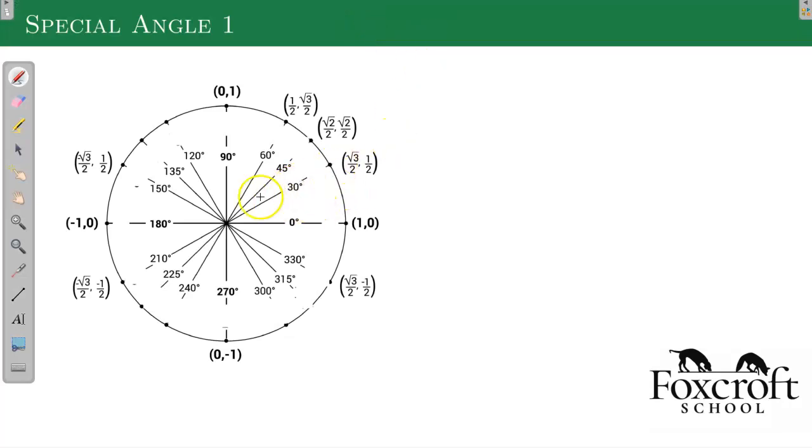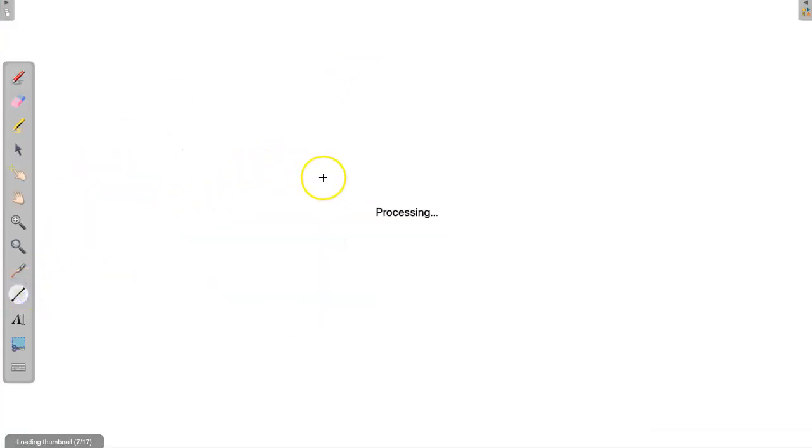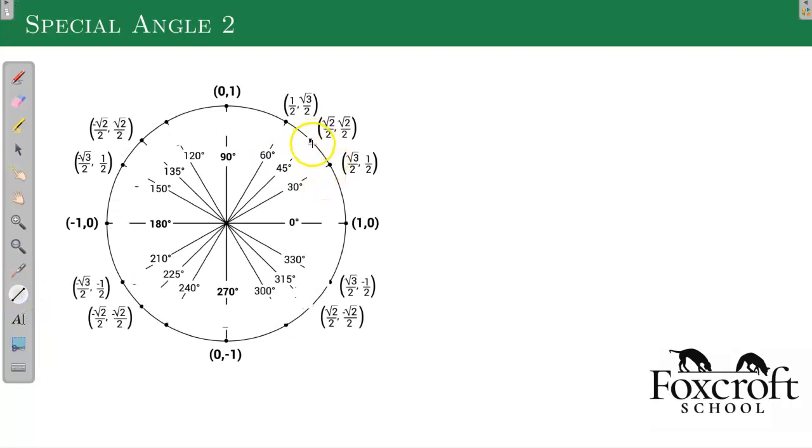I'm going to use my first special angle, which tells me everything near the x-axis has the same values. I just put the negatives in the right place. Then I'm going to do the same thing with the 45-degree angles. Here, here, here, and here.